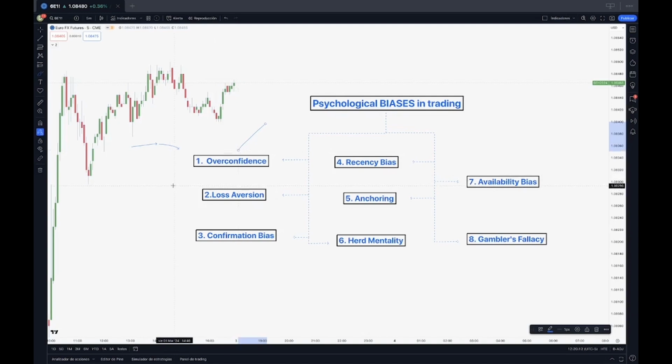Second, we have loss aversion. The fear of losses can cause traders to hold on to losing positions for too long, hoping they will turn profitable, or avoid taking necessary losses altogether. And personally, that's what had happened to me in the past. This is the bias I struggled with the most, loss aversion.